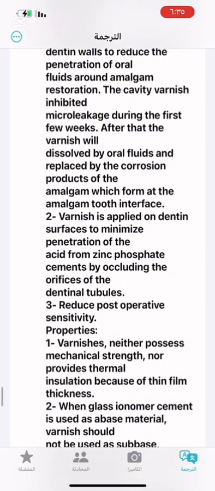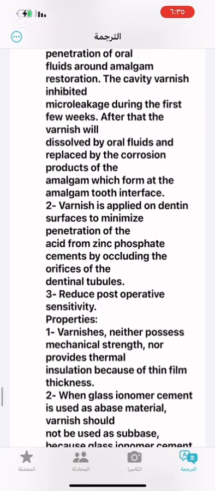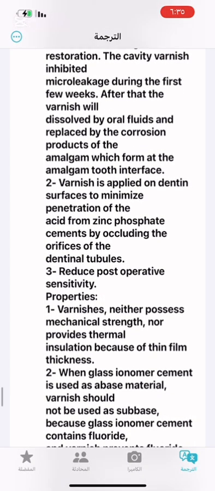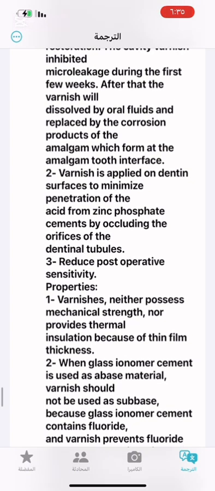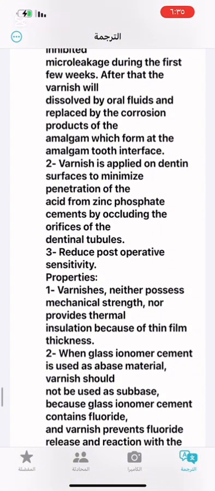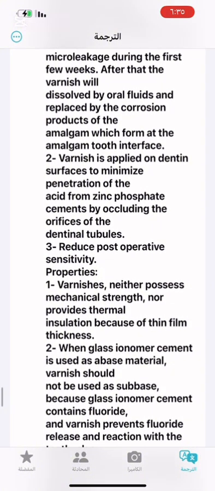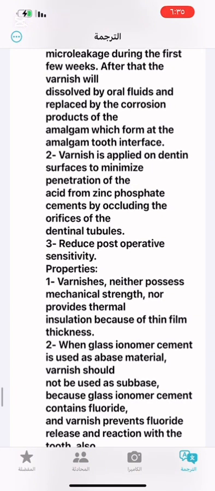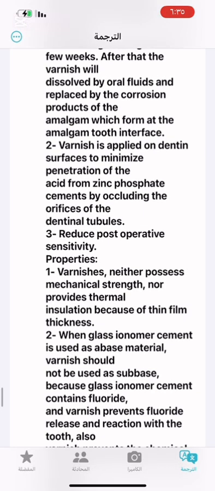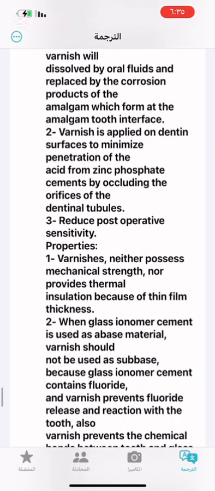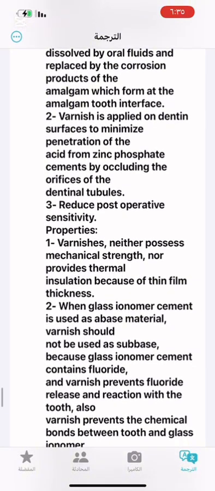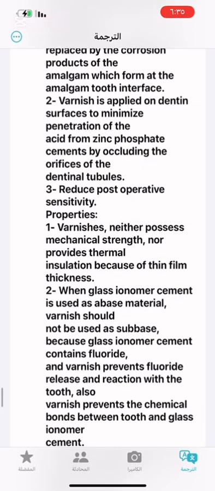The cavity varnish inhibited microleakage during the first few weeks. After that, the varnish will dissolve by oral fluids and be replaced by the corrosion products of the amalgam which form at the amalgam-tooth interface. 2. Varnish is applied on dentin surfaces to minimize penetration of the acid from zinc phosphate cements by occluding the orifices of the dentinal tubules.